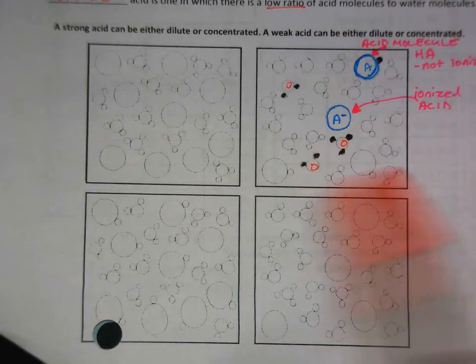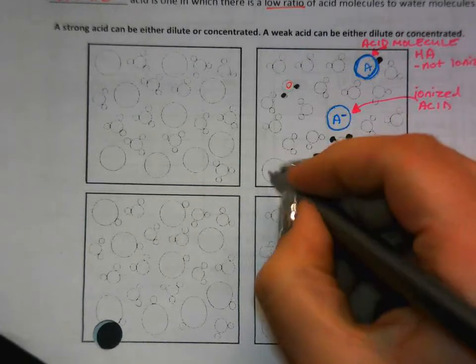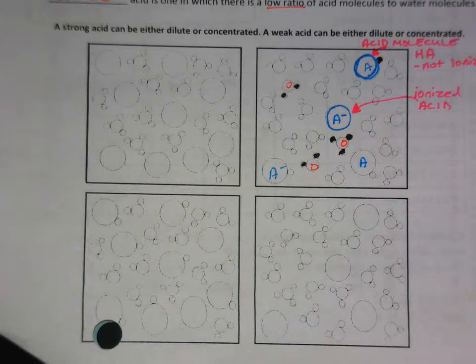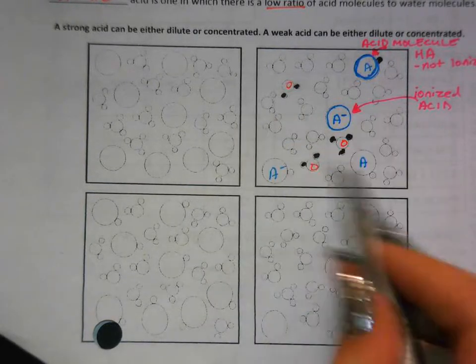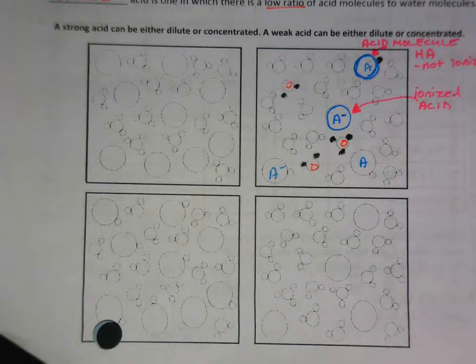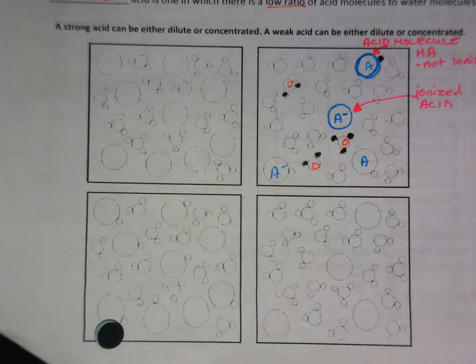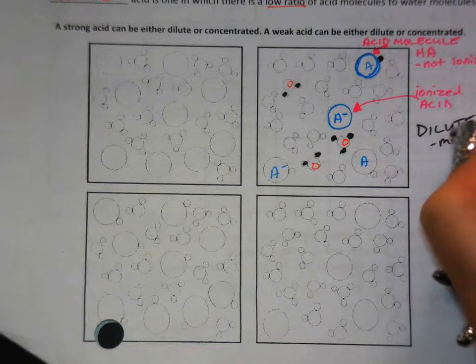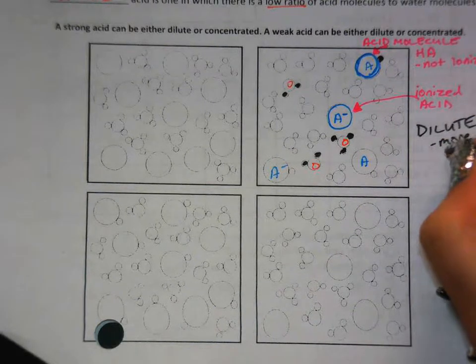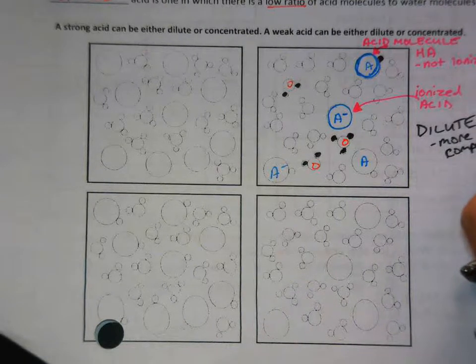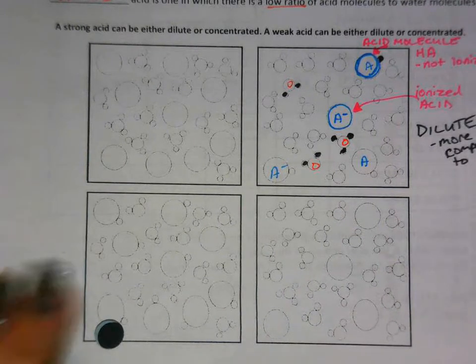So looking at this picture, we have 1, 2, 3, 4 different acids with lots and lots of water. Since we have many more waters than we have acids, I'm going to call this dilute. There's more H2O compared to acid.